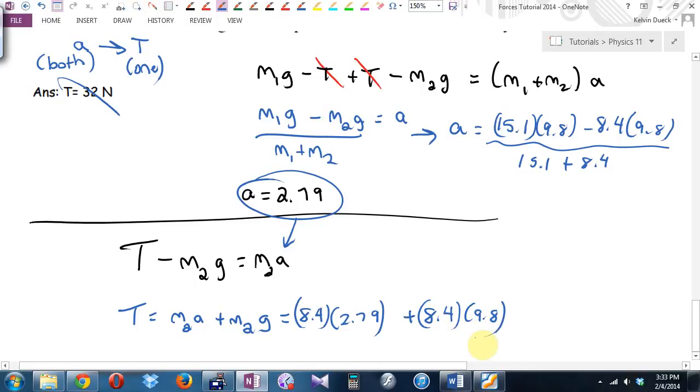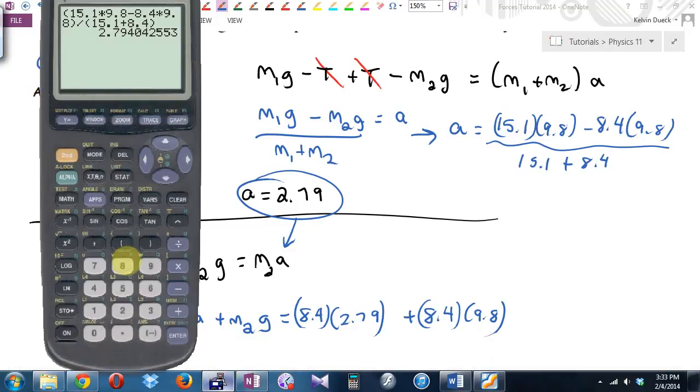You could use mass 1, you'll get a different equation. If you used mass 1, you'd have m1g minus tension equals m1a. You'd have to do a bit more work to get tension by itself is all. It's going to be 8.4 times answer plus 8.4 times 9.8.